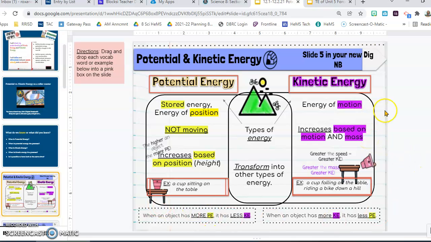Kinetic energy is energy of motion. This is slide 5. And it increases based on motion and mass. So the greater the speed, the greater the kinetic energy. And the greater the mass as well, the greater. So right here's that table with the cup. We move that over. And the example of a cup falling off a table or riding a bike down a hill. So when an object has more potential energy, it has less kinetic. And on the other side, when it has more kinetic, it has less potential.